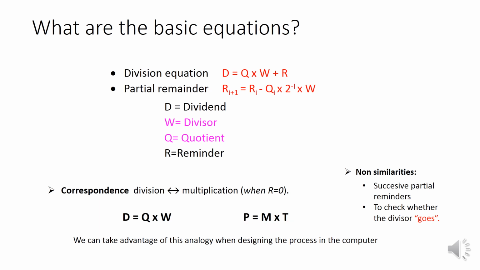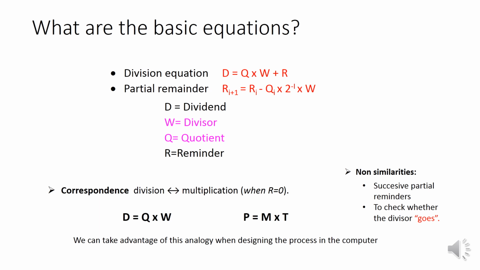So there is a correspondence between the dividend and the product, the quotient and the multiplicand, and the divisor and the multiplier. So, from the point of view of computer organization, we can take advantage of this analogy when designing the data paths of the circuits that we use for the division.